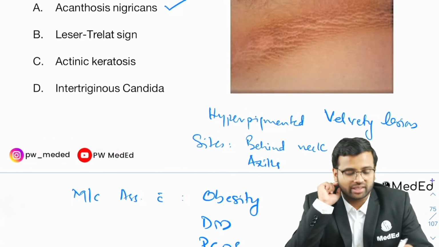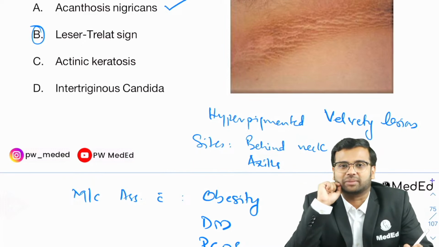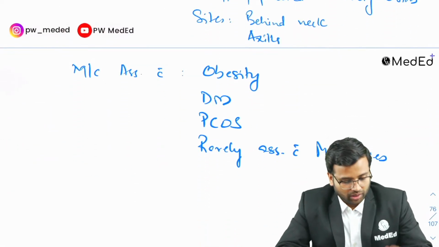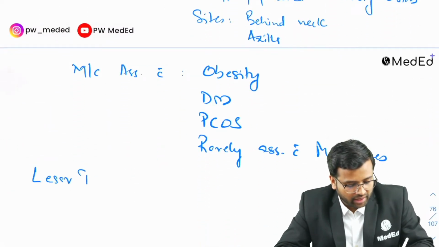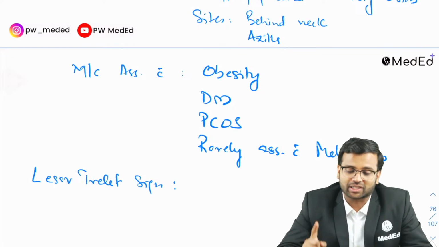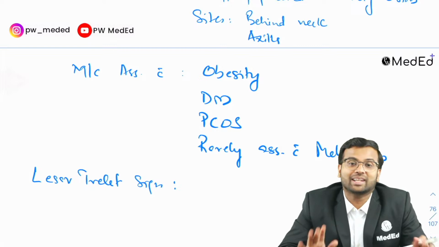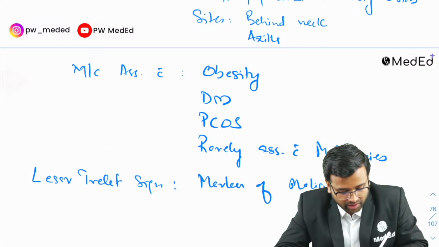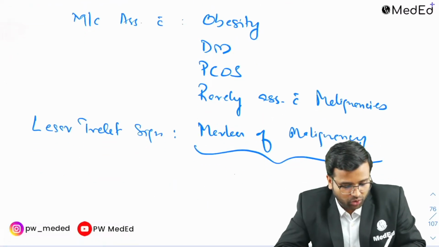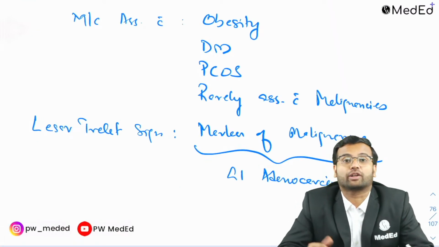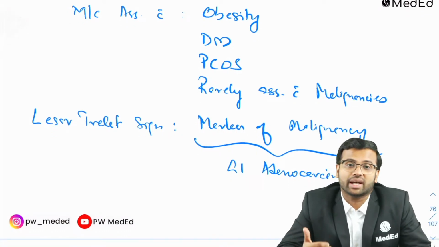Now who remembers what is the second option, that is Leser-Trélat sign? So do you remember what is Leser-Trélat sign? This you must have also learned in surgery. So what is Leser-Trélat sign? Stomach and liver cancer, says Jayasurian. Satyajit says GI malignancy. Excellent. So this is a marker of malignancy, isn't it? And what malignancy? Usually it is going to be GI adenocarcinoma. So this is going to be a marker of malignancy usually associated with GI adenocarcinoma.